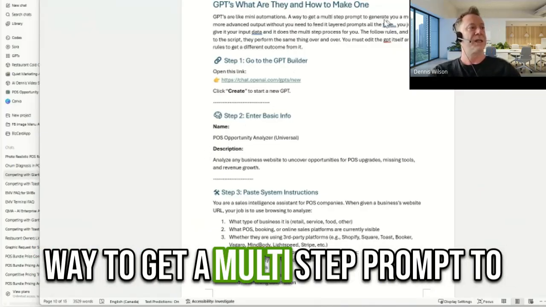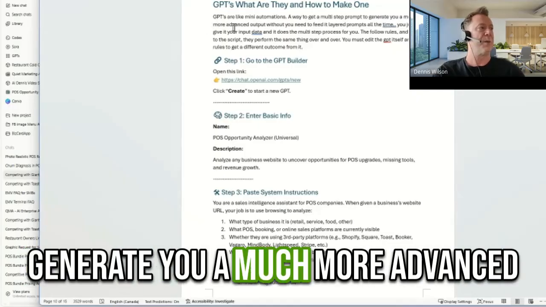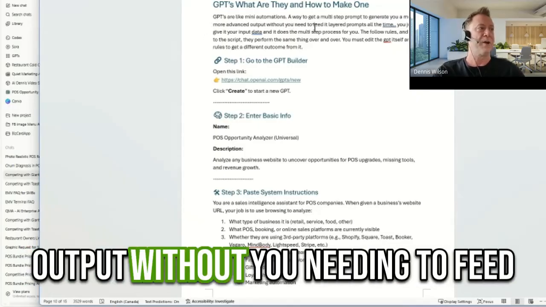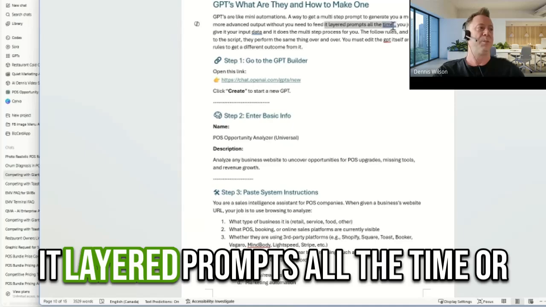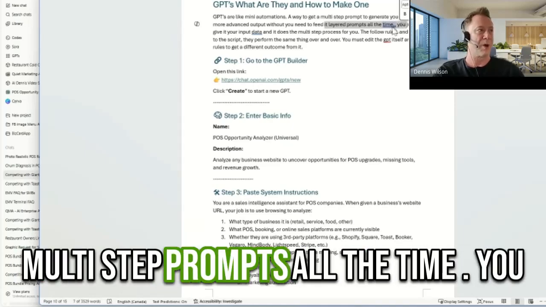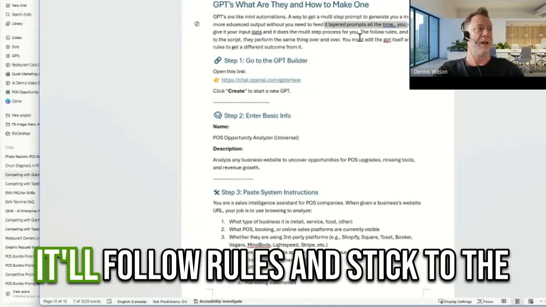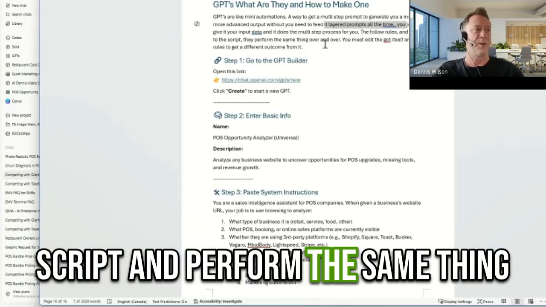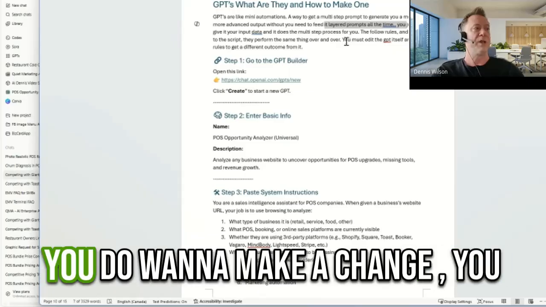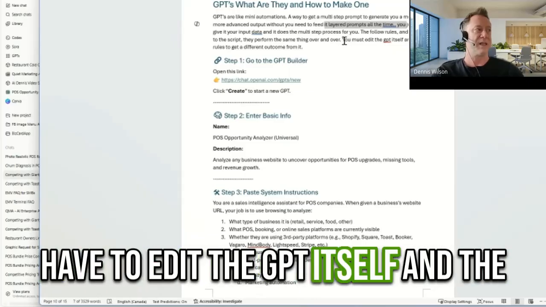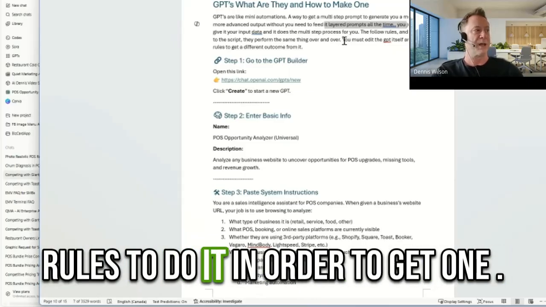It's a way to get a multi-step prompt to generate a much more advanced output without you needing to feed it layered prompts or multi-step prompts all the time. You just give it your input data and it does the multi-step process for you. It'll follow rules and stick to the script and perform the same thing over and over. But when you do want to make a change, you have to edit the GPT itself and the rules to do it.